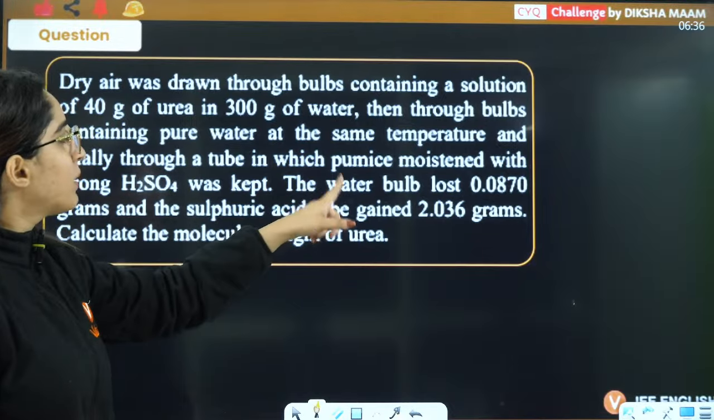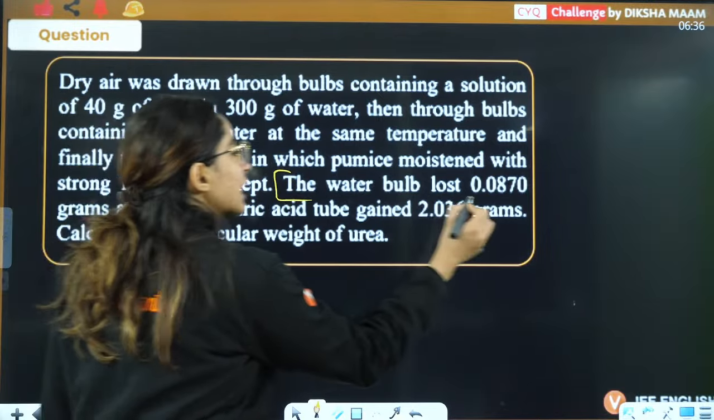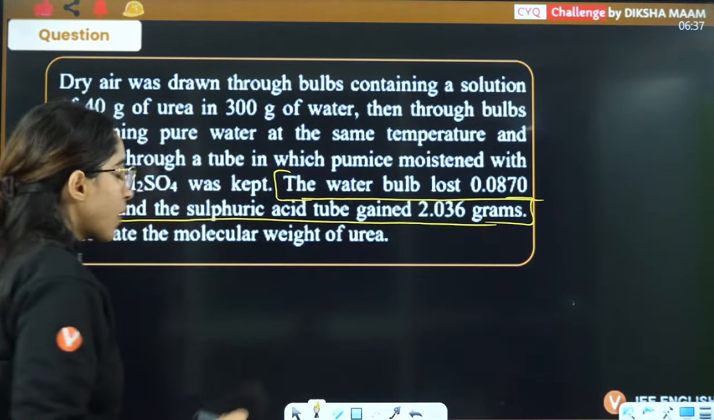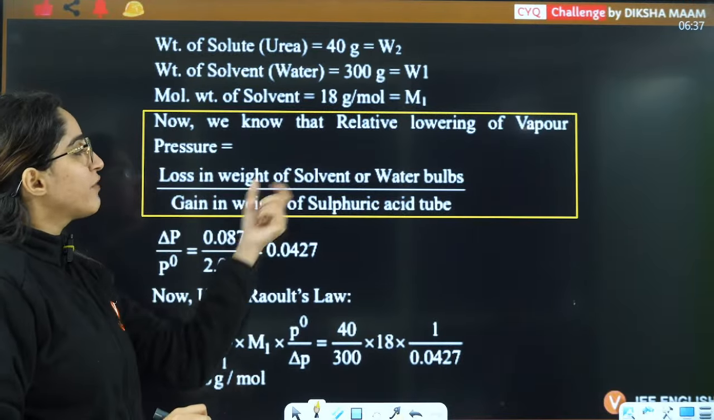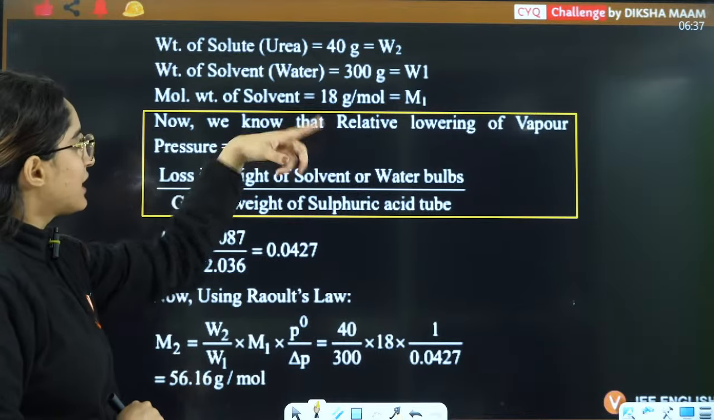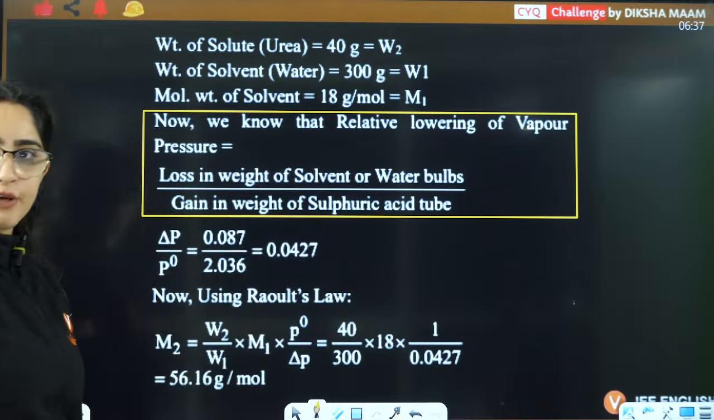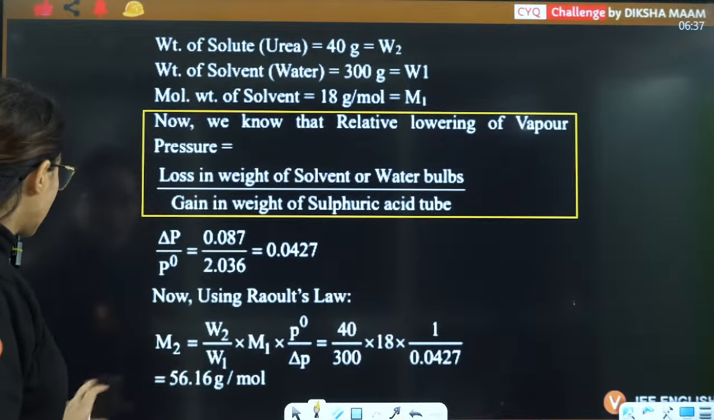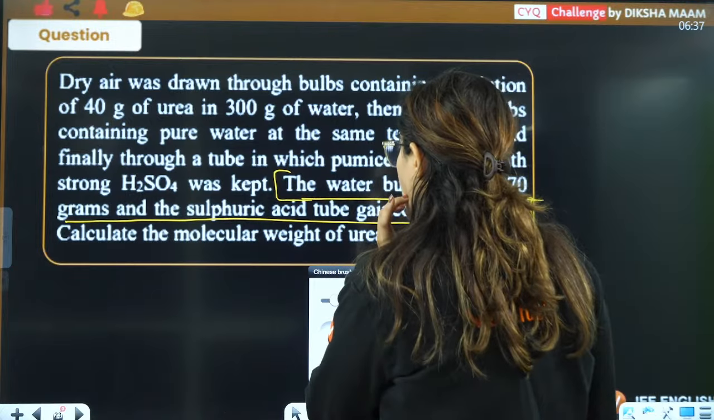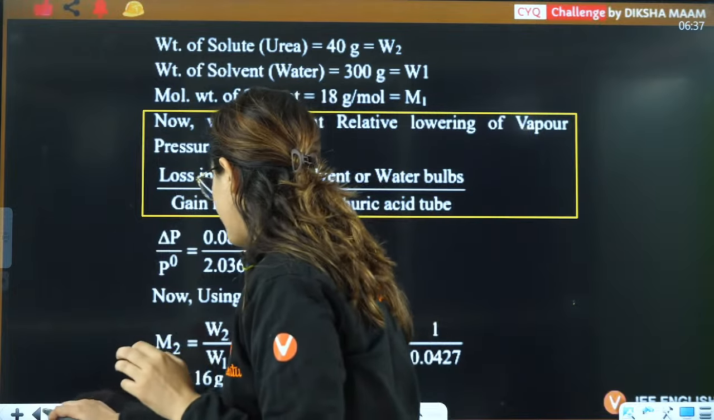If you see, the water bulb lost this many grams, the sulfuric acid tube gained this many grams. This is the direct formula from the experiment. That is, loss in weight of the solvent upon gain in weight of the sulfuric acid tube becomes the relative lowering in vapor pressure. You put it here, and you will have the value of relative lowering in vapor pressure. Once you know this, they're asking you the molecular weight of urea, right?